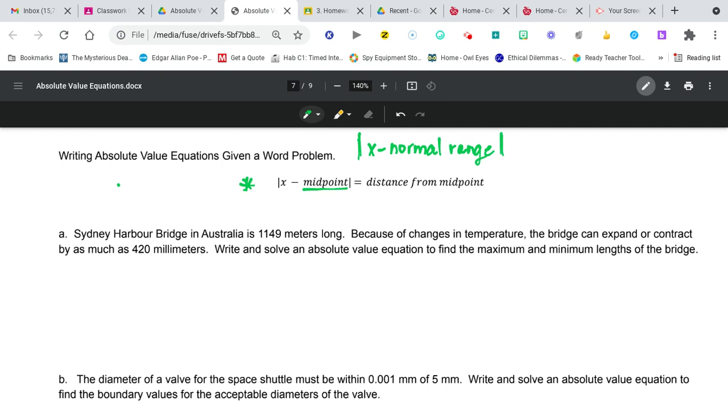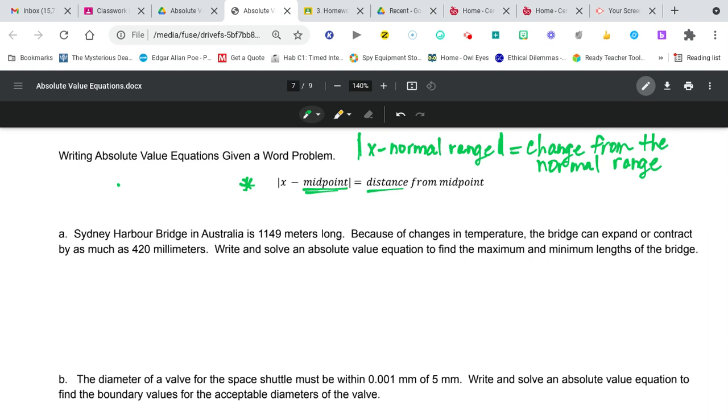Okay. So x minus the normal range equals the change from the normal range. Instead of distance from the midpoint, I'm going to go with change from the normal range, okay? So this kind of works better when you're talking about real life application problems instead of using midpoint. So we'll go with that one that I did in green.